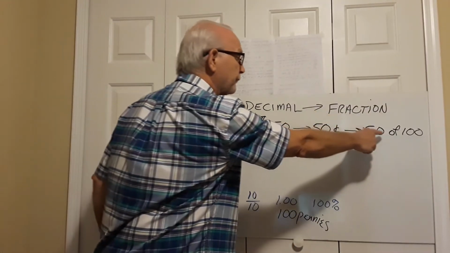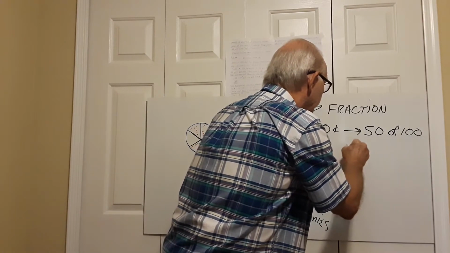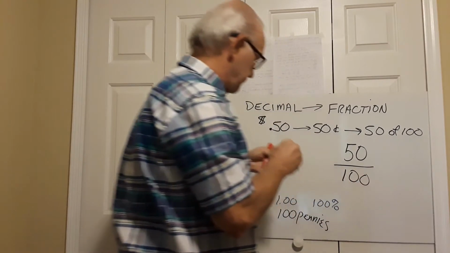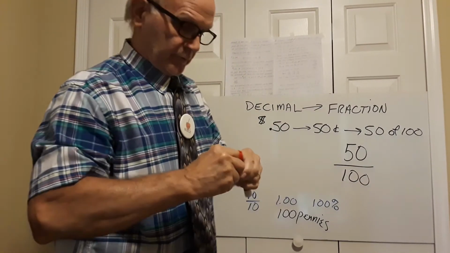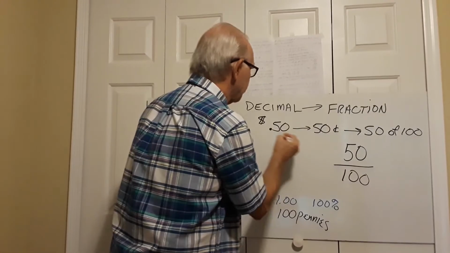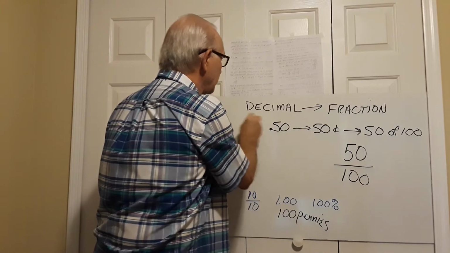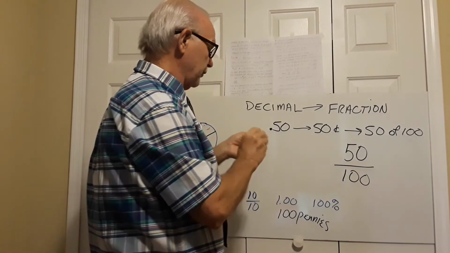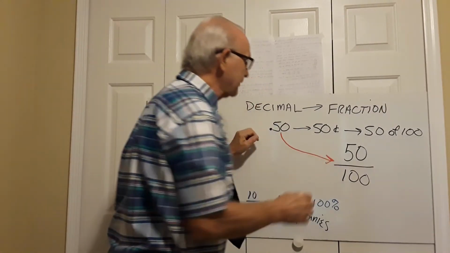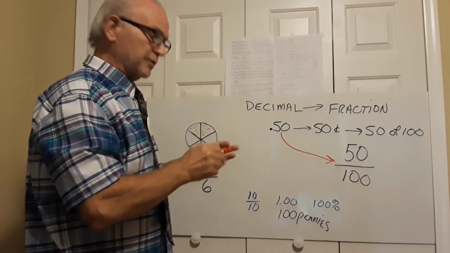So what is the fraction for that? There. Wasn't that nice? Yes. 50. This one right here. We started with money. We got rid of the decimal point, and this is the fractional equivalent of 50 cents.